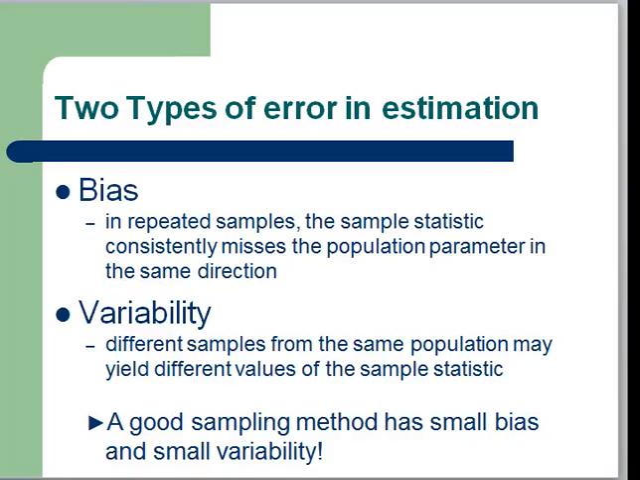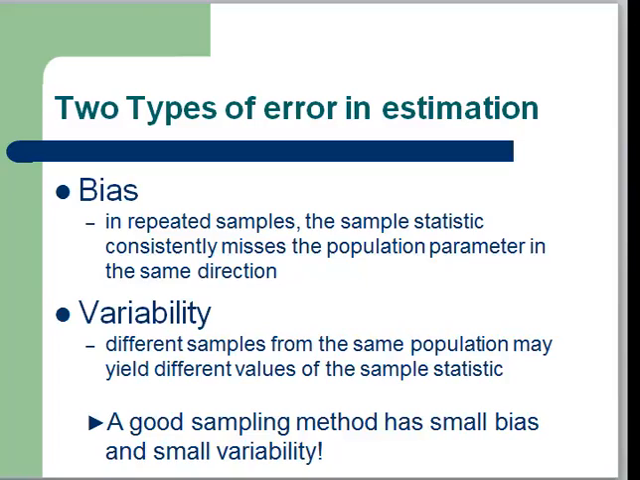This leads us to two types of errors that can occur in estimation. We can have bias in our sample statistics. Bias is this characteristic: in repeated samples, the sample statistic consistently misses the population parameter in the same direction. So it either consistently overestimates the population proportion or consistently underestimates it. The error occurs in the same direction.